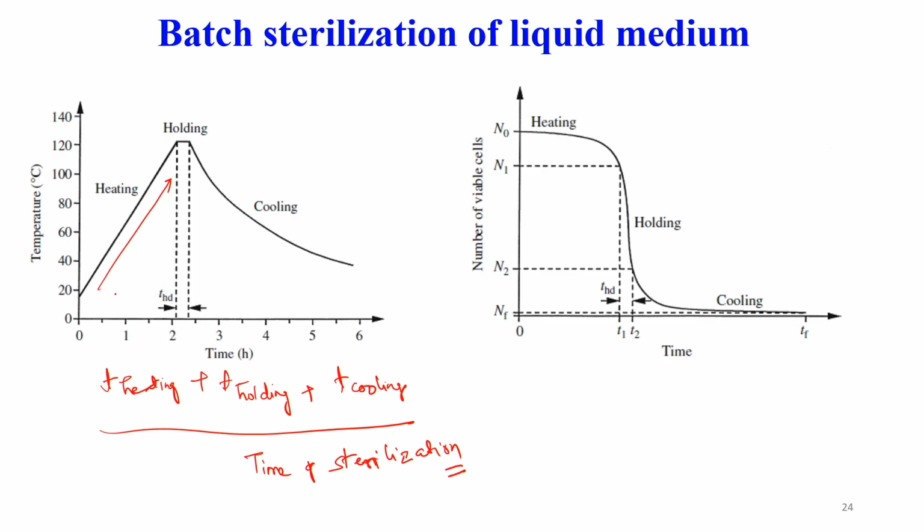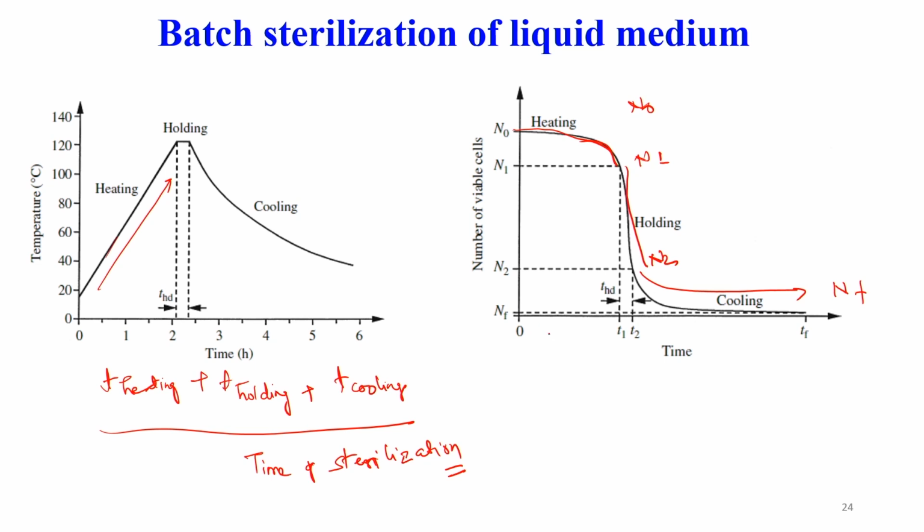Now, according to this curve, if you are going for heating, there is a slight decrease in the number of viable cells. It has decreased from N0 to N1, but you can see the maximum decrease is taking place during the holding time. It is an exponential decrease from N1 to N2, and during cooling again there is a slight decrease in the number, from N2 to Nf.